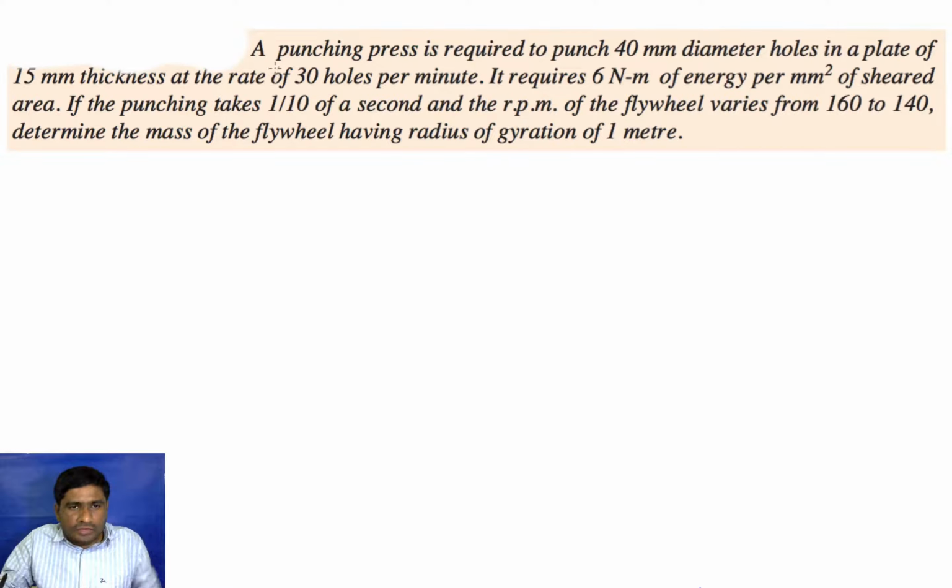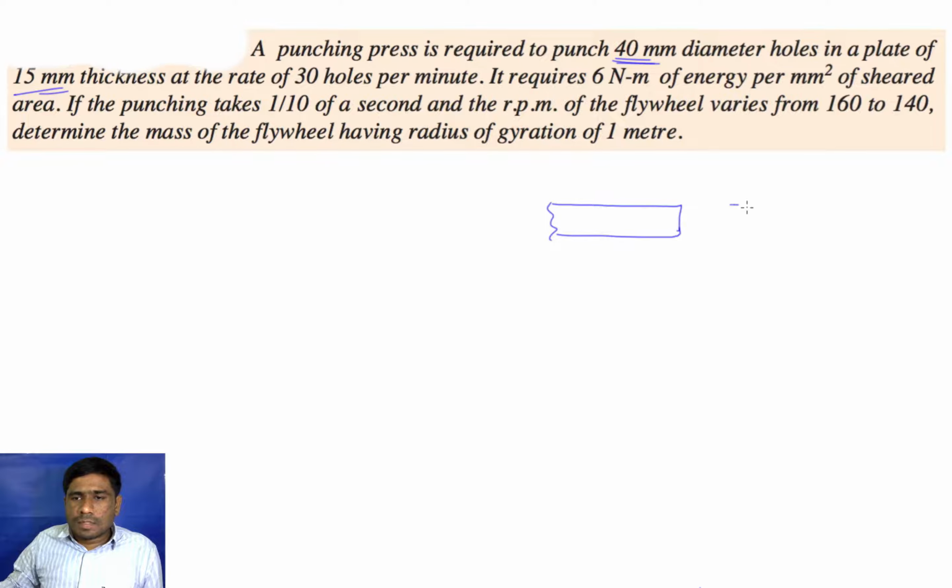So here, let's read the example. This is a punching press required to punch 40 diameter holes in a plate of 15 thickness. This is the plate, and its thickness T equals 15 mm, and we need to make this hole whose diameter D equals 40 mm. We need to make this much of hole.